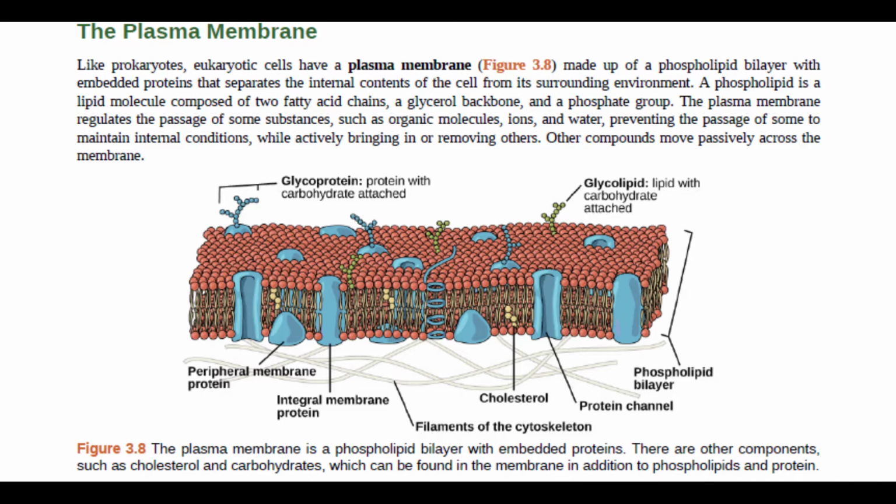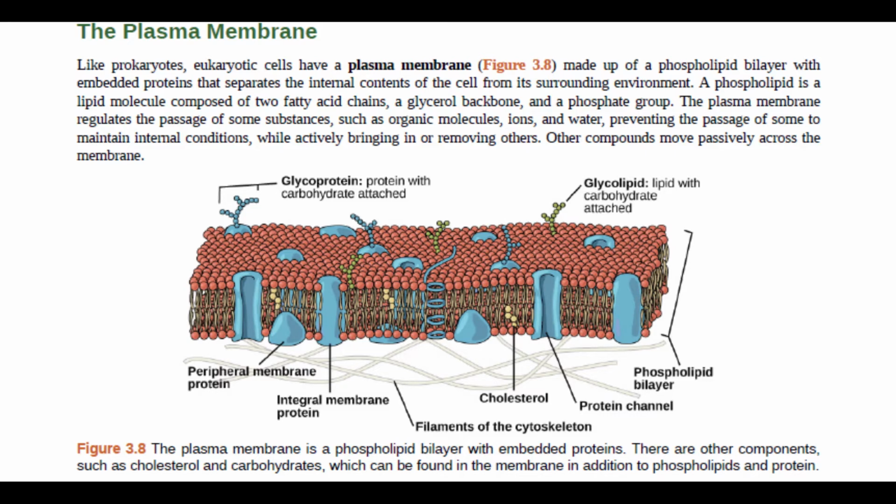A phospholipid is a lipid molecule composed of two fatty acid chains, a glycerol backbone, and a phosphate group. The plasma membrane regulates the passage of some substances, such as organic molecules, ions, and water, preventing the passage of some to maintain internal conditions while actively bringing in or removing others. Other components move passively across the membrane.